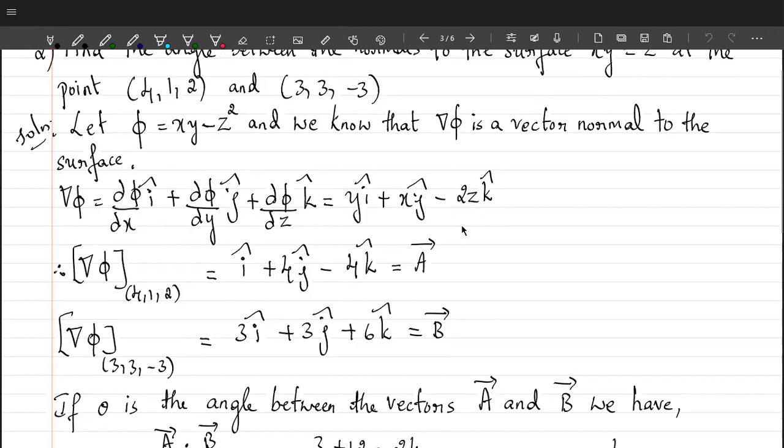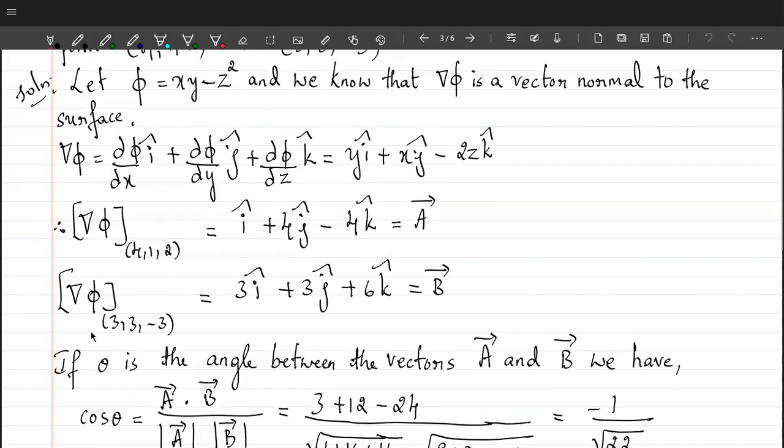Now we have to find the value of del phi at the given 2 points so that you can get two different surfaces, or you can get two different vector normals. So now at the first point, that is 4, 1, 2, the value of del phi will be i cap plus 4j cap minus 4k cap.